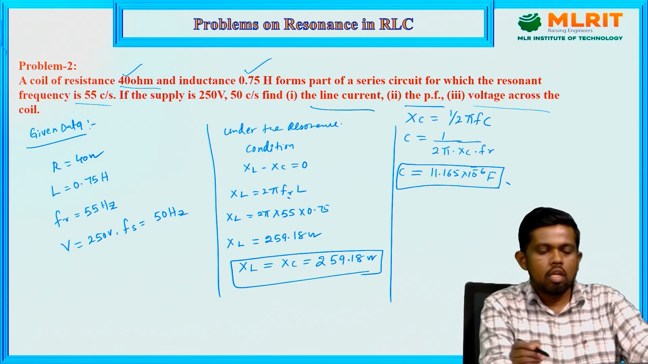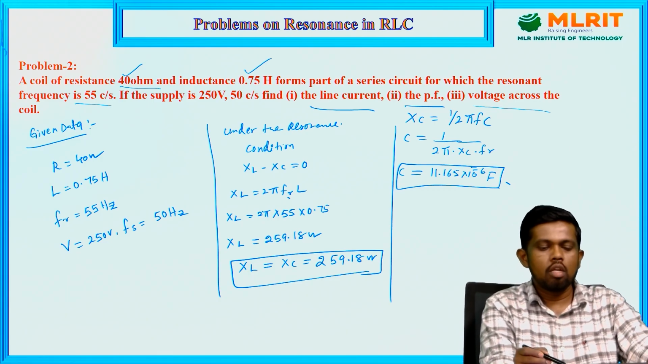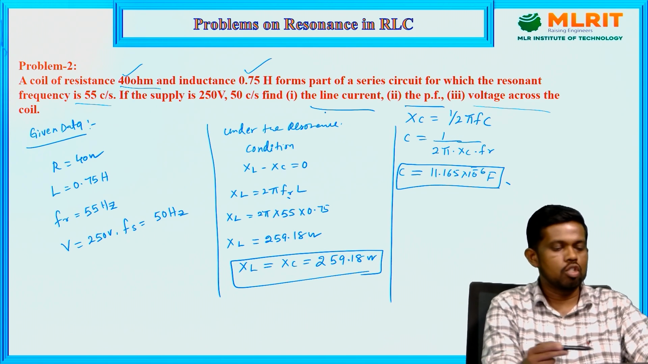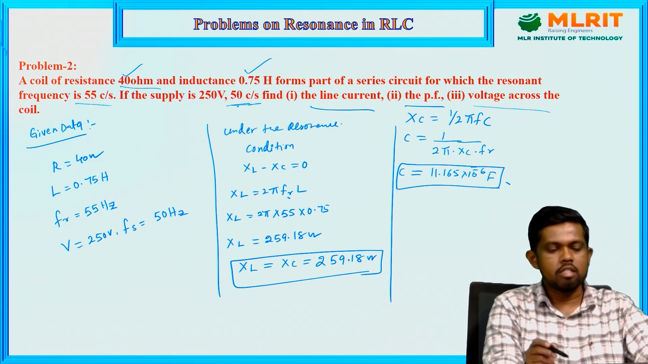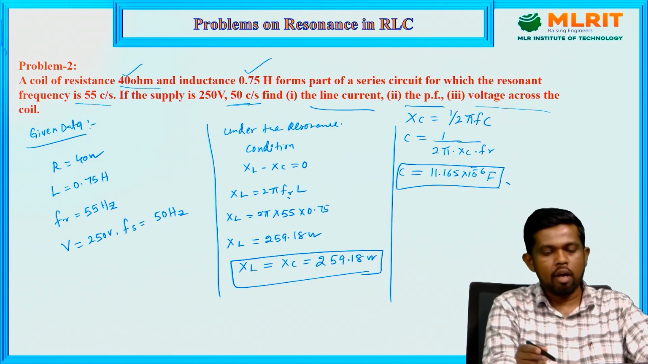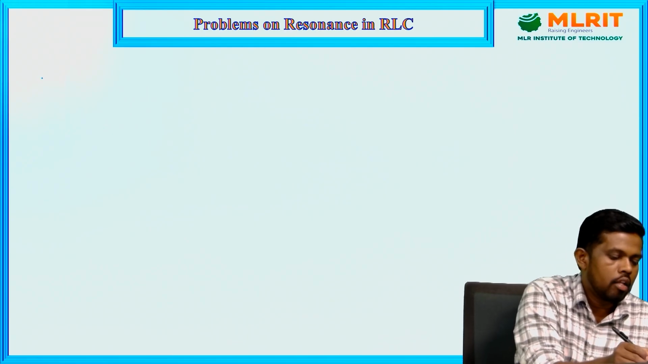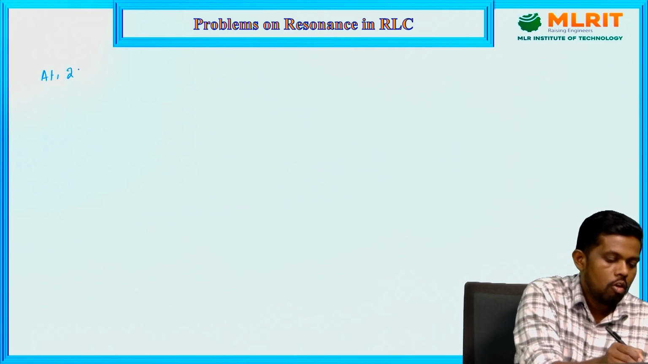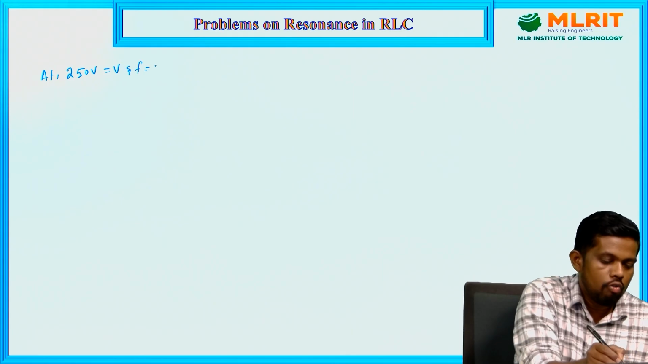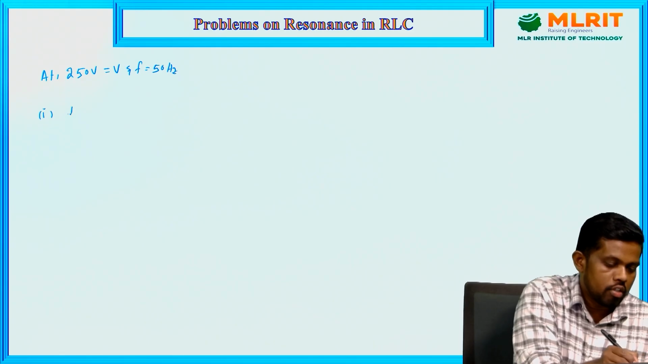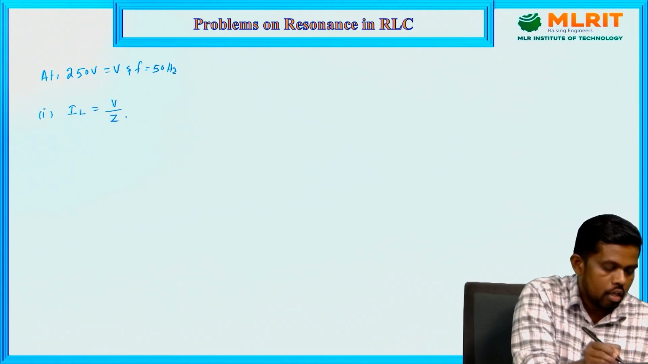But asked in the question are the line current, power factor and also voltage across each coil, if the supply frequency is 50 cycles per second or 50 hertz. For this, we need to find the line current. For the very first question, at 250 volts as V and F equal to 50 hertz, in this condition we need to find the line current. IL equal to V by Z.